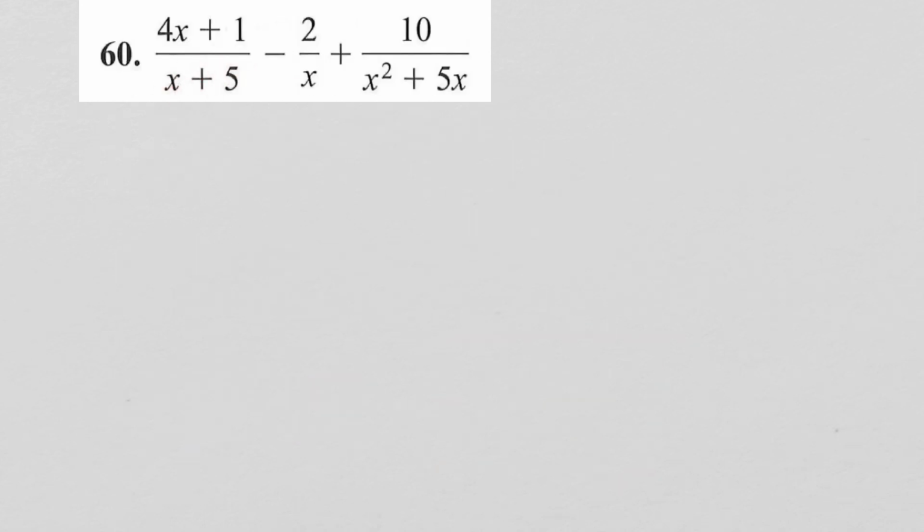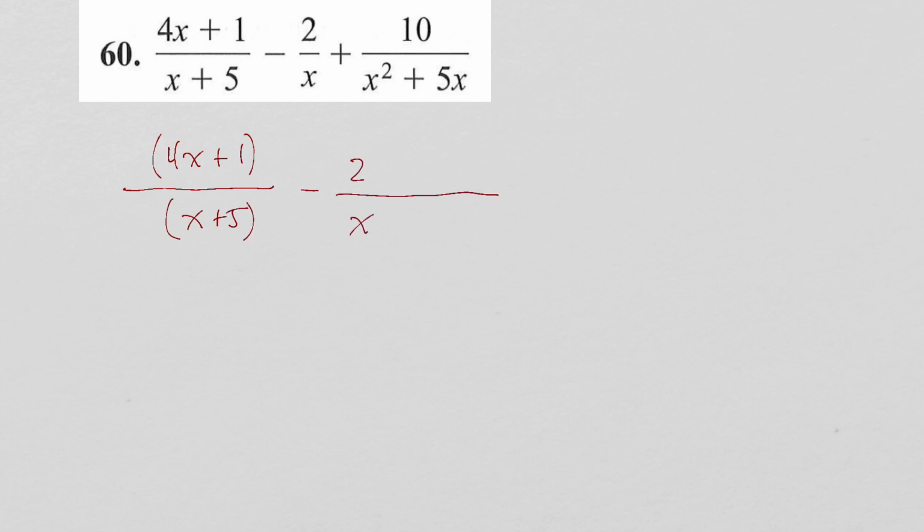Okay, this cannot be factored, that can't be factored, but this can. So I'm going to write this as 4x plus 1 over x plus 5. Let's do this. Minus 2 over x plus 10 over, and I'll factor that. We'll factor out the x, and we get x plus 5.